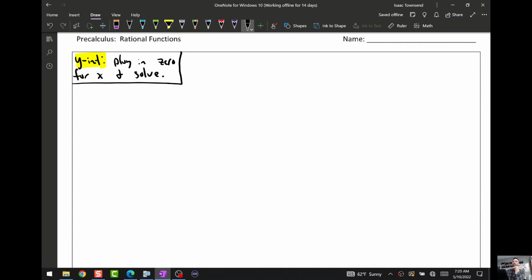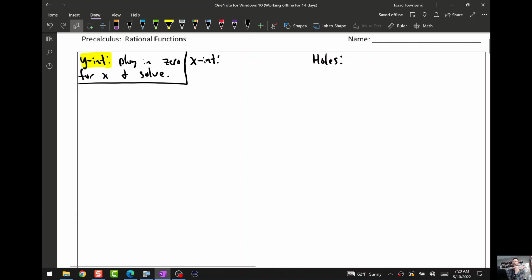Okay. The next one, we're going to do 3 of these at once because the definitions and how we find these are almost identical. And that's going to be x-intercepts, holes, and vertical asymptotes.